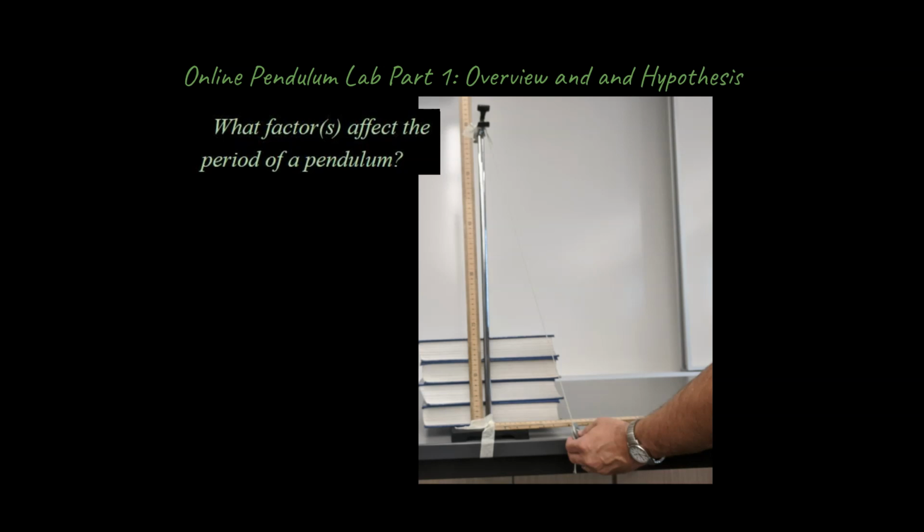Now, before we continue, we need to talk about what the period of a pendulum is. The period of a pendulum is the time for the pendulum bob, that's at the end over here, to go over and back. That would be one full cycle.